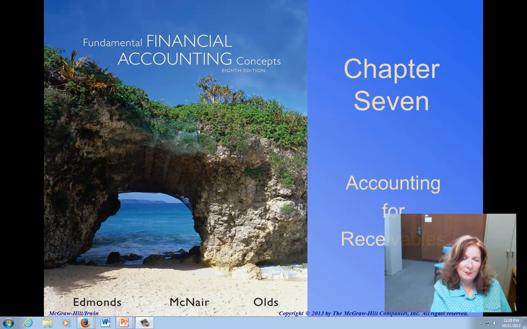So we will have a number of terms here I want to remind you. The net realizable value is one of them. The cash equivalency value is another one. The face value is another one.